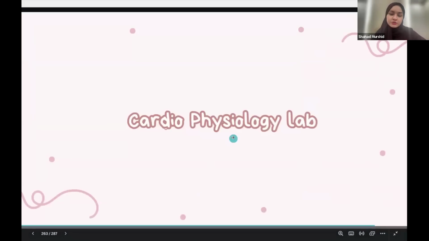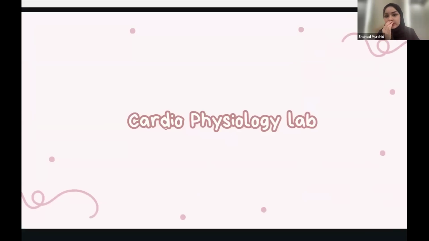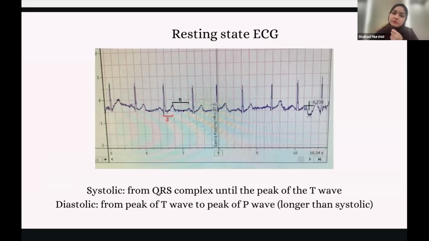So we have the cardiophysiology lab. I'm going to try to spend as least amount of time as possible on these for time's sake. But inshallah, they'll get you at least 1 or 2 questions from each physiology lab maybe. So for the physiology lab, this is about ECGs. So you have the resting state ECG.